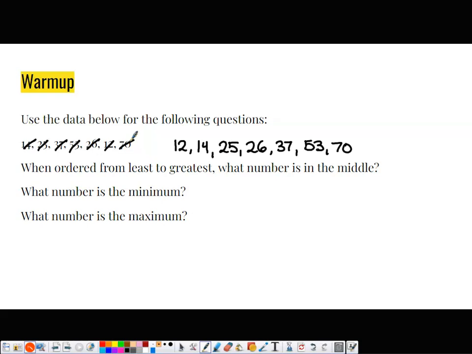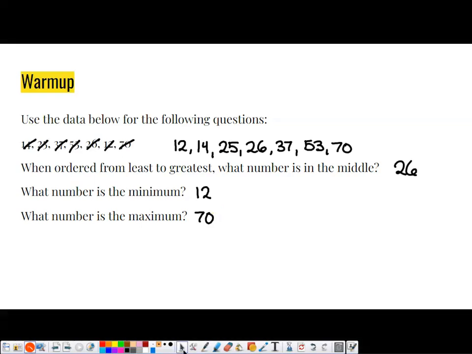What I like to do, just to make sure that I didn't miss any numbers, is count up how many numbers you have originally, count up your new list, and make sure that they match. So we have 1, 2, 3, 4, 5, 6, 7. 1, 2, 3, 4, 5, 6, 7. Awesome. So we're good. So what number is in the middle? Clearly, 26 is in the middle. So 26 is the median. What number is the minimum? We have 12. What number is the maximum? It is 70. Okay, so fairly simple warm-up, but this is just getting us thinking about data sets.